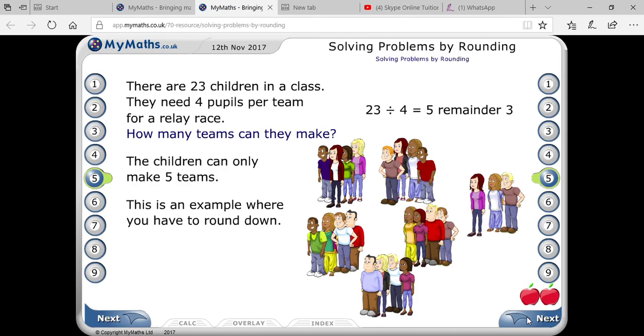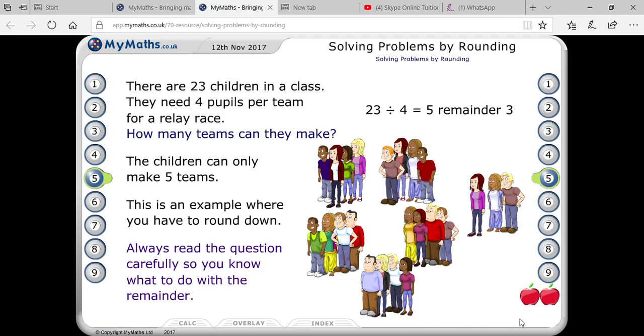So this is an example where you have to round down. In your previous table question you had to round up. Round up means you have to include 1, and round down means you don't have to include it. Understand? Great. Always read the question carefully so that you know what to do with the remainder.